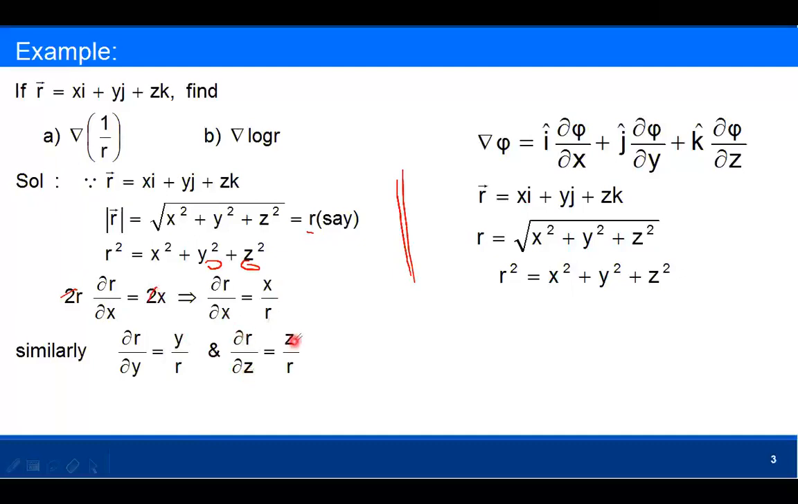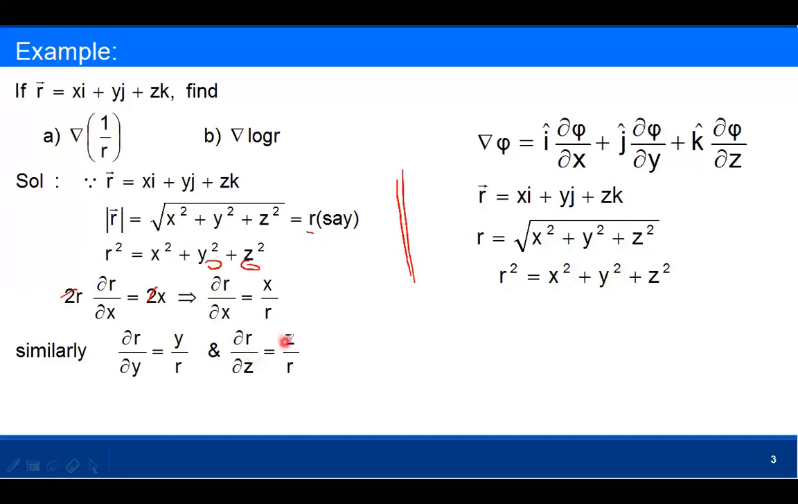R bar is any position vector xi plus yj plus zk, and this r is the magnitude of this r bar. R bar is vector, r is the scalar. So that is root of x square plus y square plus z square. If we are squaring on both sides, we will get r square equal to x square plus y square plus z square, and dou r by dou x equal to x by r, dou r by dou y equal to y by r, dou r by dou z equal to z by r.